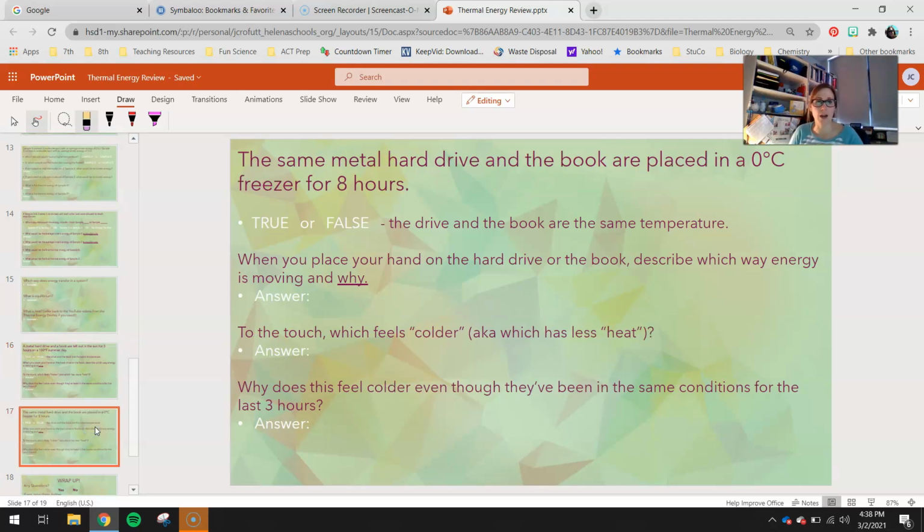Okay, same scenario there, except we're looking at a metal hard drive and a book out at 0 degrees Celsius in the freezer for 8 hours. So true or false, the book and the hard drive have the same temperature, so circle one of those. And then when you place your hand on the hard drive or the book, describe which way the energy is moving and why. So which is hotter, your hand or the book/hard drive? And then to the touch, which feels colder? So if you touch the book and the hard drive, which one's going to feel colder to you? Why does this feel colder even though they've been in the same conditions for the last 3 hours?